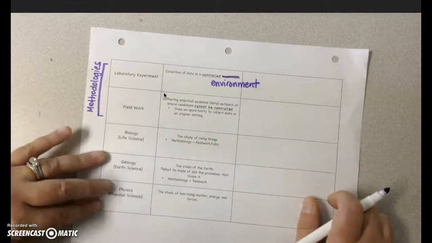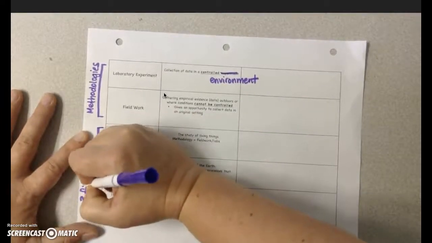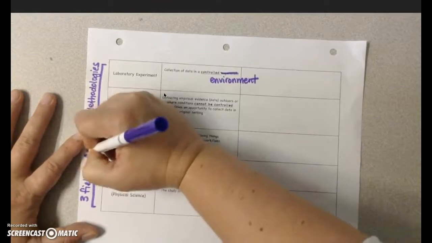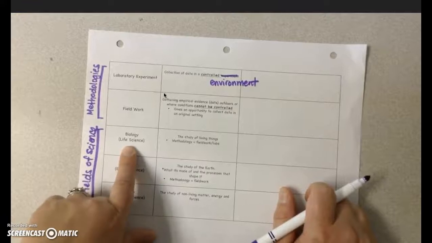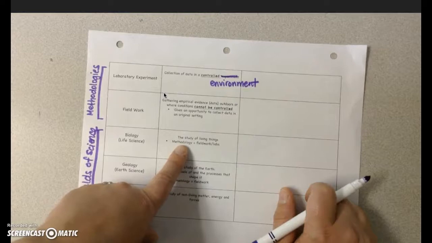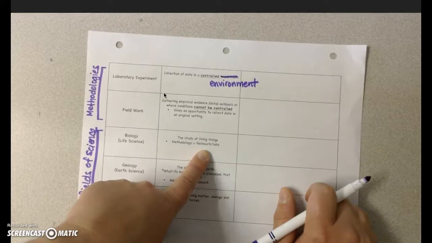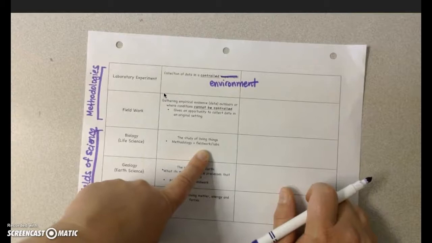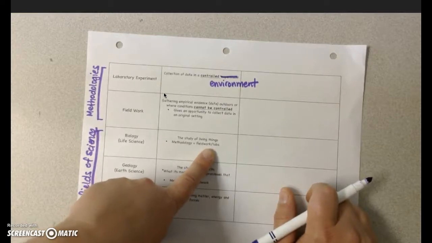Okay, and then the three branches of science, so I'm going to put a bracket here, and these are the three fields of science. Biology, or life science, which is the study of living things. Methodology of the biologist would be field work or lab. Sometimes they're going to go observe life in their original settings to see how they behave or collect any kind of data like that. Or they may do research in a lab to look at cells or DNA or something like that. So they do both.